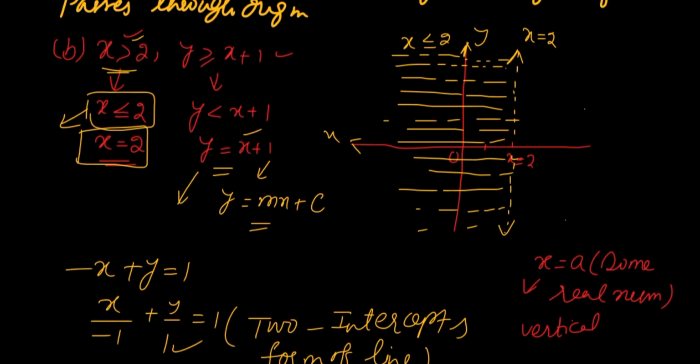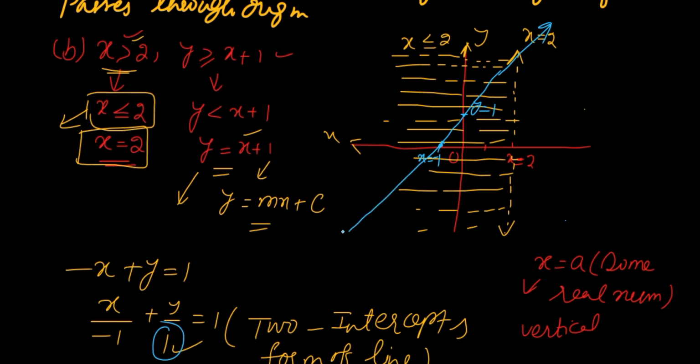Where is x equal to minus 1? Suppose here, x is equal to minus 1. And where is your y-intercept? Y is equal to 1. Suppose this point shows y is equal to 1. Now joining these two intercepts and extending this line infinitely, this represents the graph of the line y is equal to x plus 1.